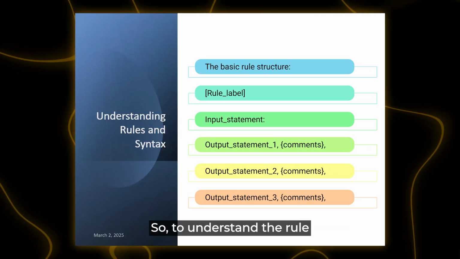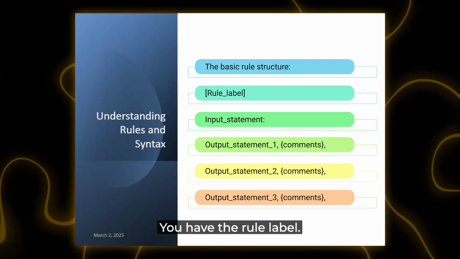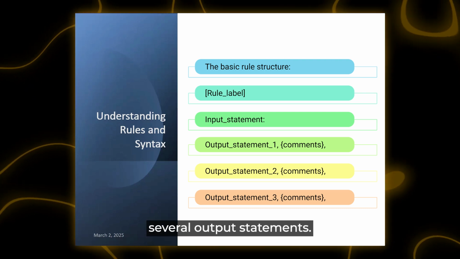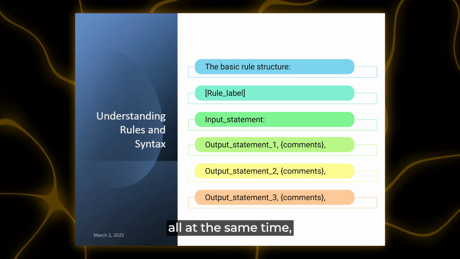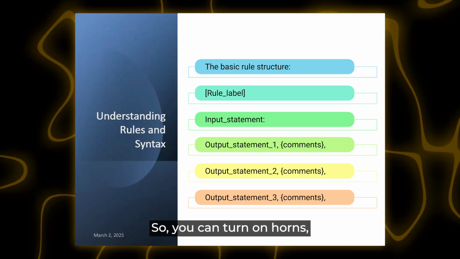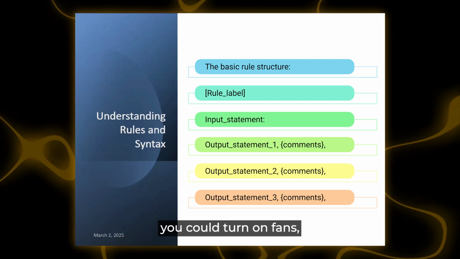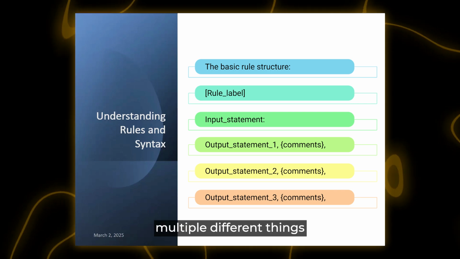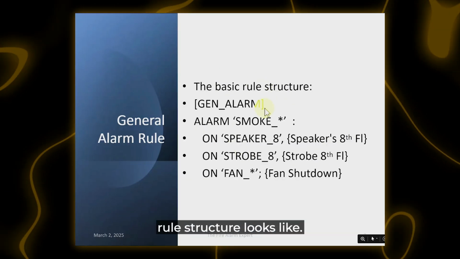So to understand the rule, you need to understand what the basic rule structure is. You have the rule label, you have the input statement, followed by several output statements. You could have a couple different output statements to activate all at the same time, relatively at the same time, because the rule equation actually works from top to bottom. So you can turn on horns, you could turn on strobes, you could turn on fans, and you could also recall the elevator. So you could have multiple different things happen on the output side.